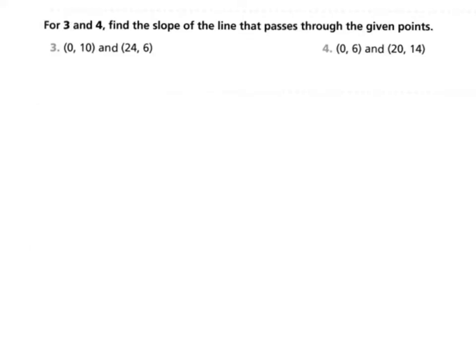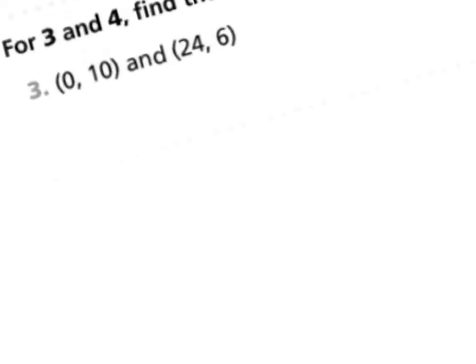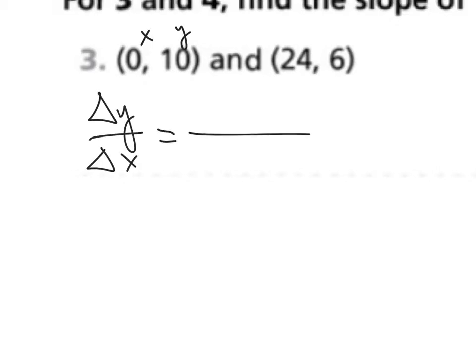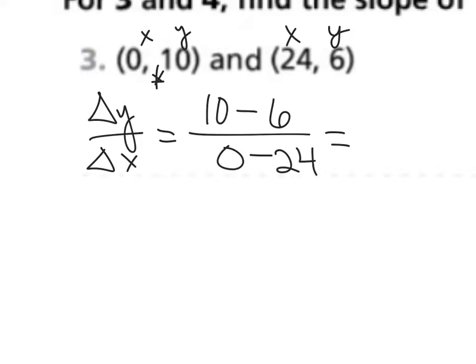Number 3, same idea, only this one they just gave us some points and asked us to find the slope of this. So if you wanted to, you could use graph paper and graph these out. Otherwise, you could just label them and start working it out. So for this one, our biggest y value is 10. So change in y, subtract our y's, we could do 10 minus 6. For the x's, we could do 0 minus 24. 10 minus 6 we know is 4.